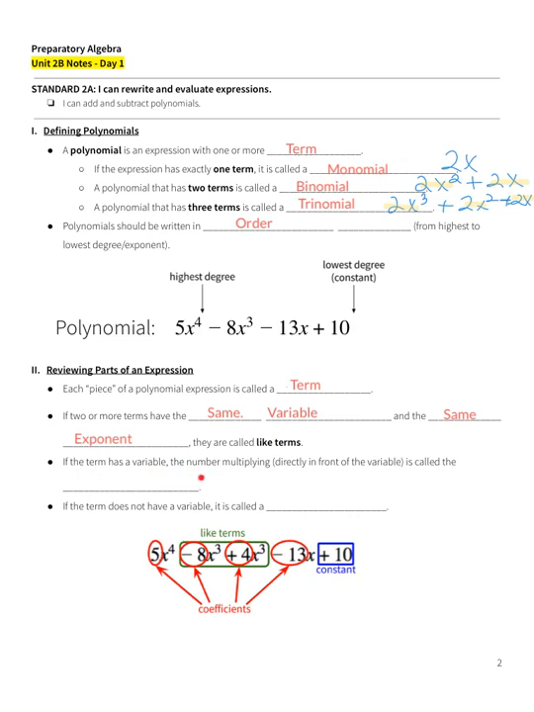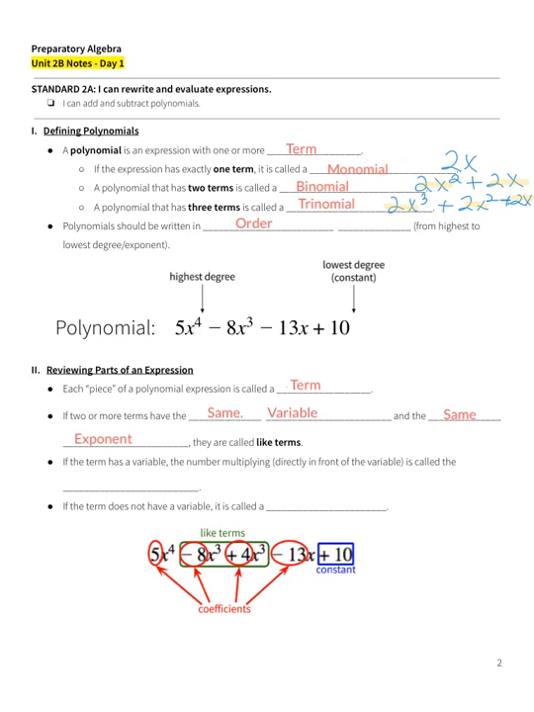If the term has a variable, the number multiplying directly in front of the variable is called the coefficient. So if we look here, the number in front of the variable is called the coefficient. And this, remember, means multiplies. So this is 5 times x to the 4th power. Or this is negative 8 times x to the 3rd power. Positive 4 times x to the 3rd power. Negative 13 times x. All right, so these coefficients are the numbers that are in front of the variable or attached to the variables. And they stand for multiplication.